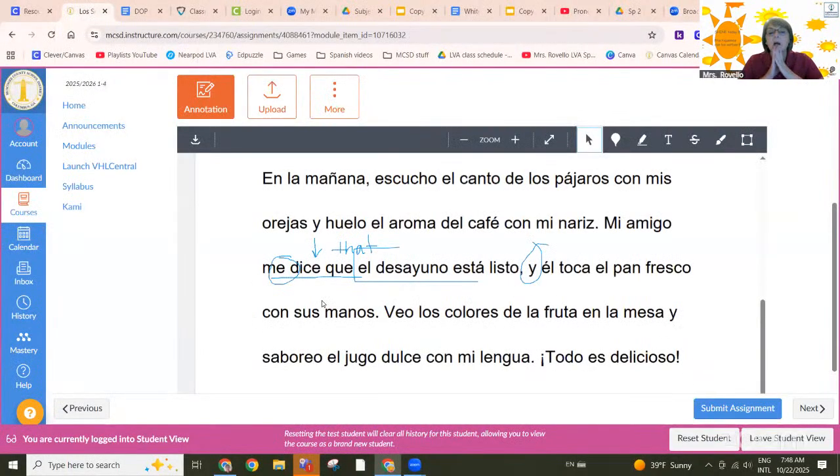All right. Yes, so I see, yo veo, the colors of the fruit on the table, en la mesa, right? Veo los colores de la fruta en la mesa. Very good. I see the colors of the fruit on the table.